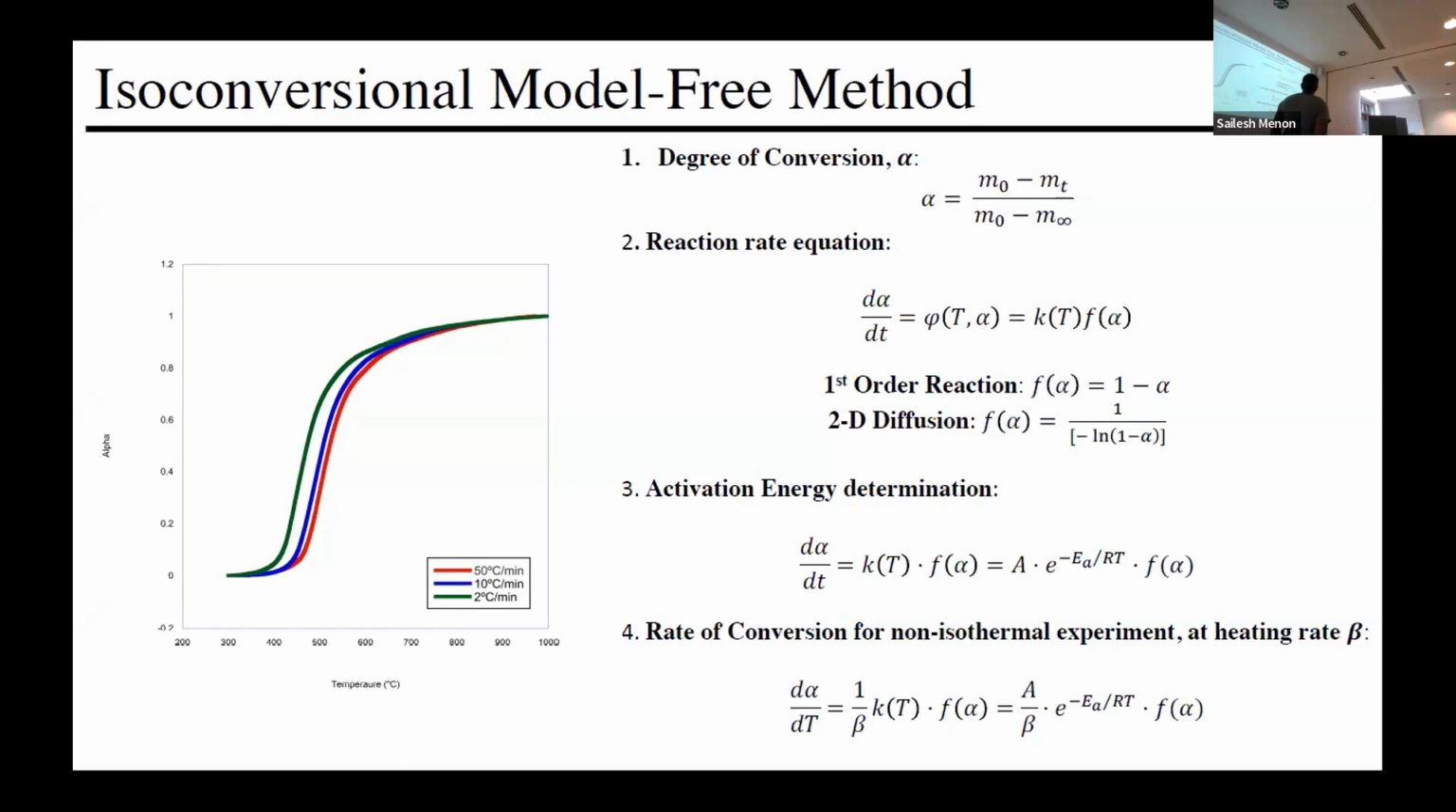For a non-isothermal experiment, such as a TGA experiment at a certain heating rate, this is the equation you use for the rate of conversion, which is used for these model-free methods. You can use these for peak fitting, or there are multiple model-free methods that you can use also.